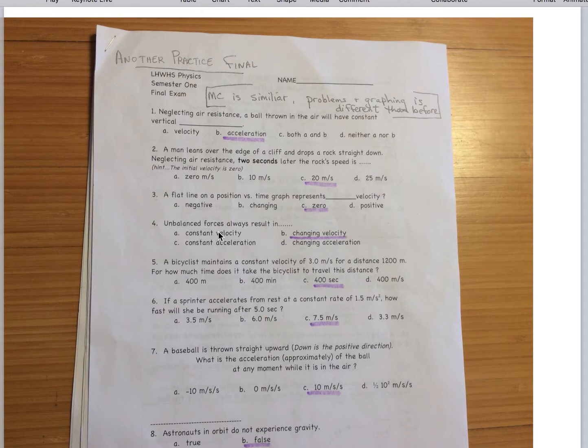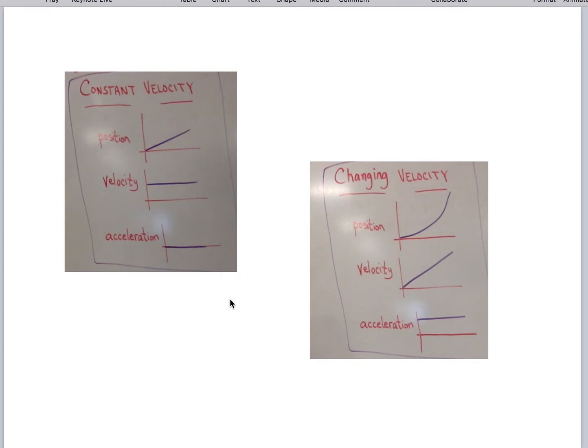Now, this idea that unbalanced forces will result in a changing velocity, that does come back to understanding our motion graphs. So I think of this motion graph here like our first day of school. Those little cars we had out in the hallway, we did a hand-drawn graph where our position would change in a very steady manner. The slope of that line is a constant positive slope. So our velocity is a constant positive velocity. The slope of that line is 0. So our acceleration is 0.